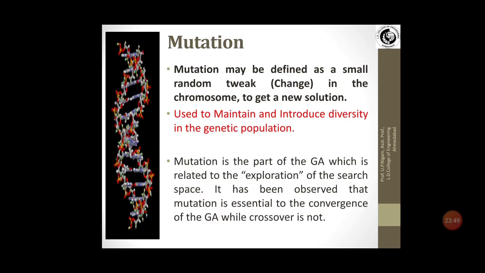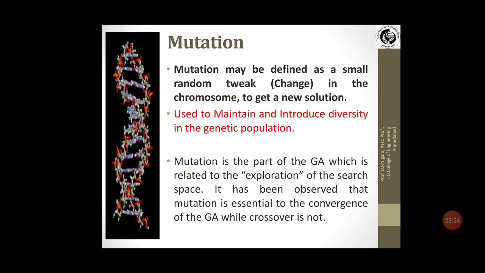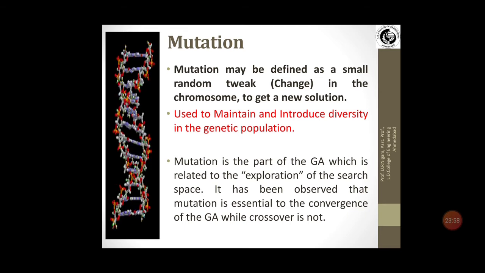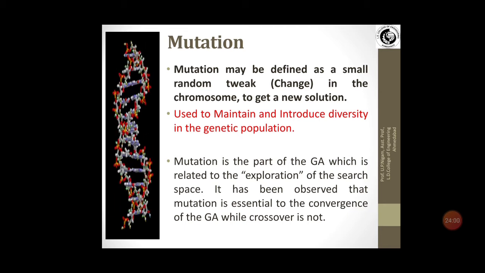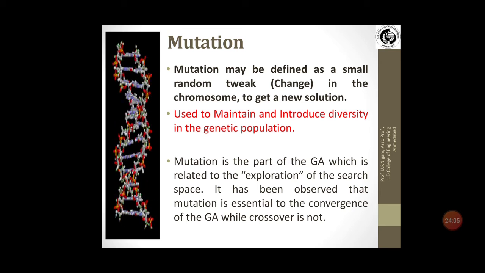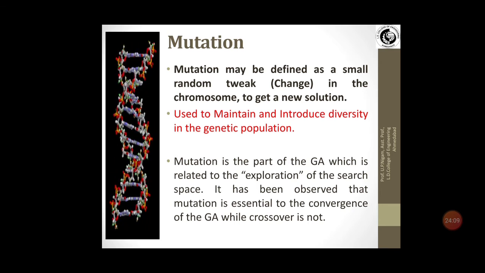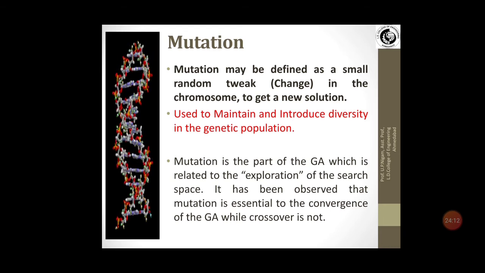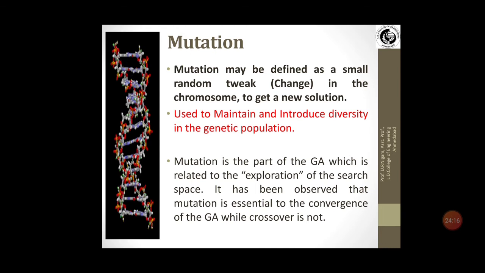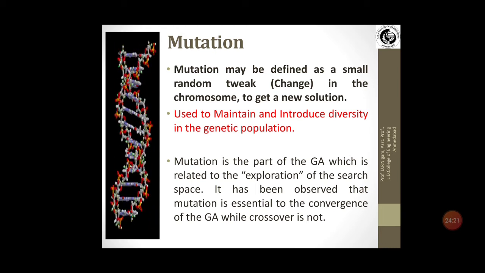Mutation. Now the other thing is mutation. Mutation may be defined as a small random tweak or change in the chromosome to get a new solution. It is actually used to maintain and introduce diversity in a genetic population. So mutation is a part of GA which is related to the exploration of the search space. It has been observed that mutation is essential to the convergence of the GA. It means convergence or termination of the problem will occur due to mutation only.